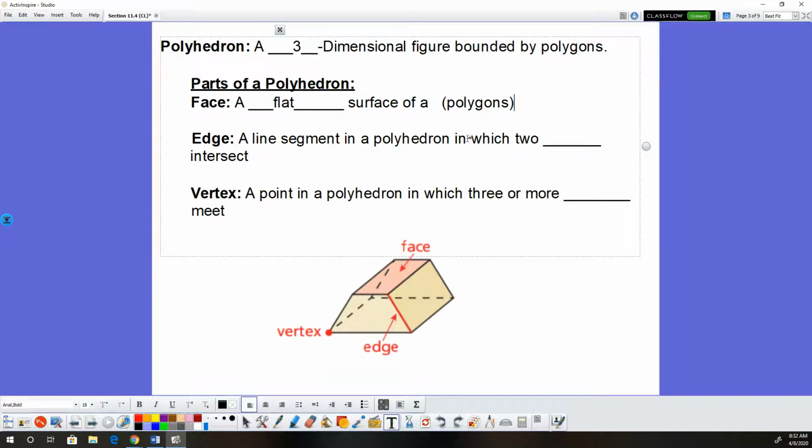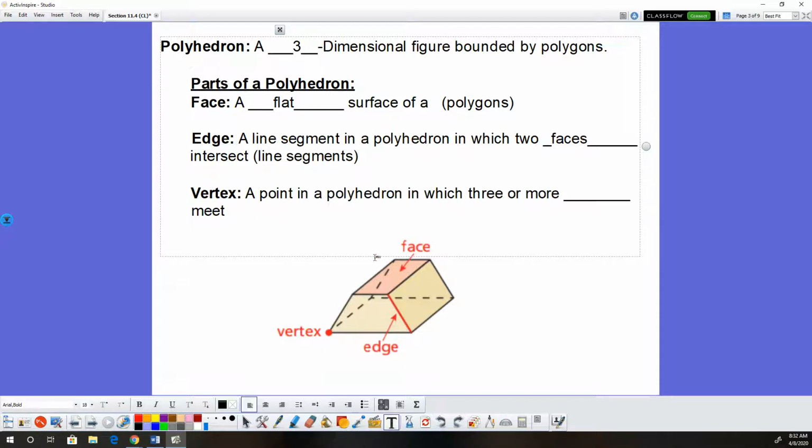Okay, so an edge is a line segment where two faces meet. Like this piece right here would be an edge. This line would be an edge. This line, this line, this line. So a line segment in which two faces intersect. And edges are lines. Or segments, maybe I should say. Line segments.